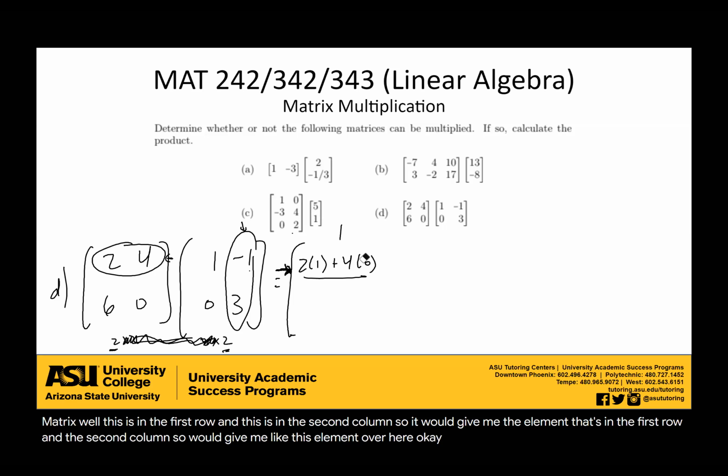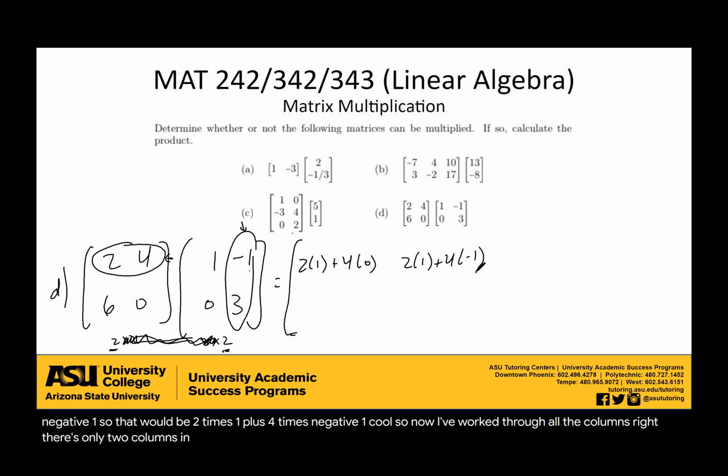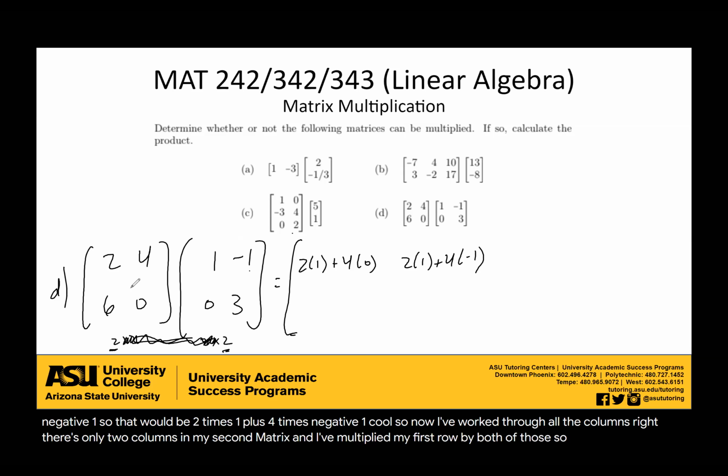Okay, so let's do it real quick. So I have 2, 4 times 1, -1. So that'd be 2 times 1 plus 4 times -1. Cool. So now I've worked through all the columns, right? There's only 2 columns in my second matrix, and I've multiplied my first row by both of those. So now I can move on to my second row.